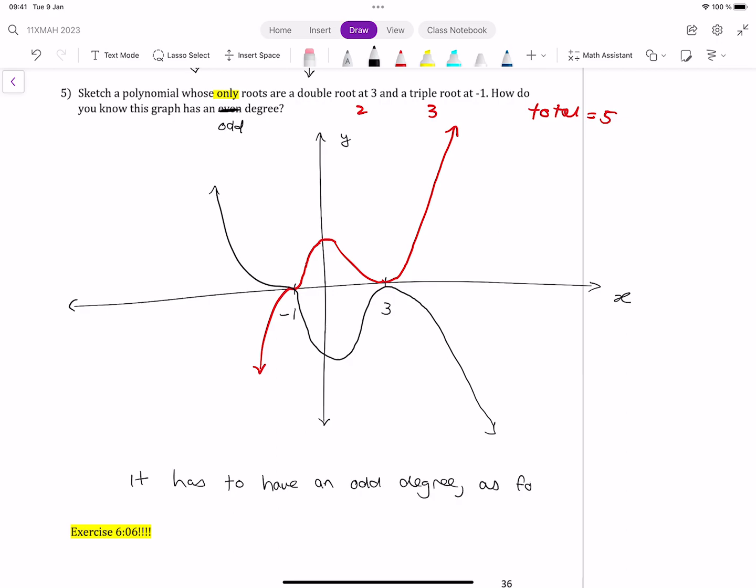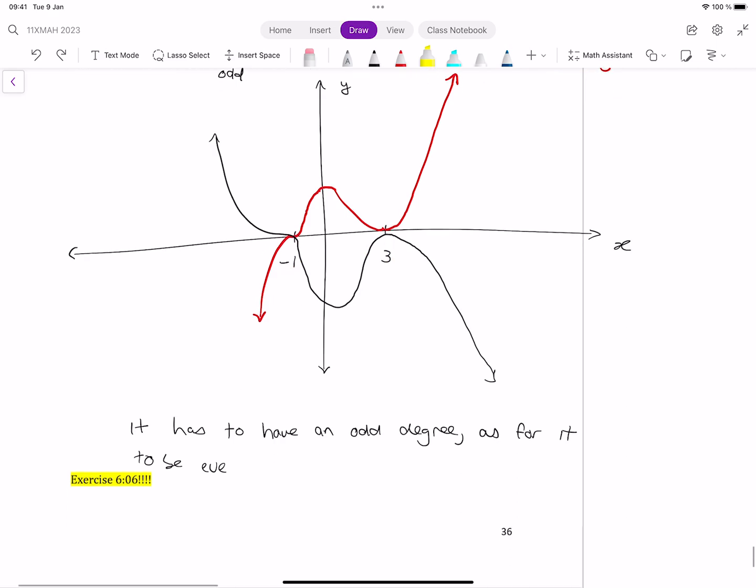as for it to be even. Now remember, if your polynomial has an even degree, it has to start and end in the same direction. So it must start in the first quadrant and end in the second quadrant. So it must start up here and end up there. Or it must start down here and end down there.